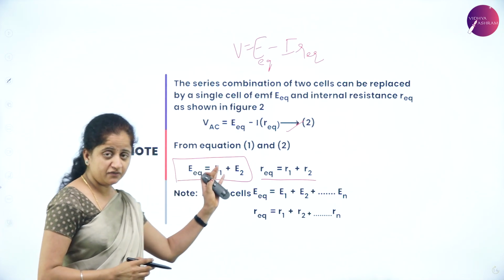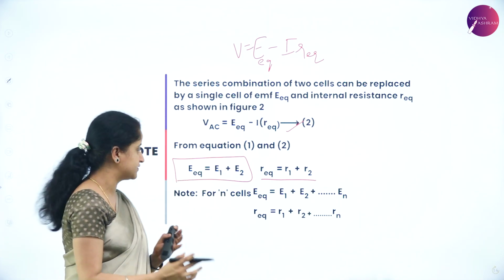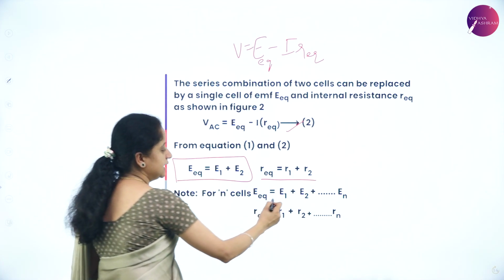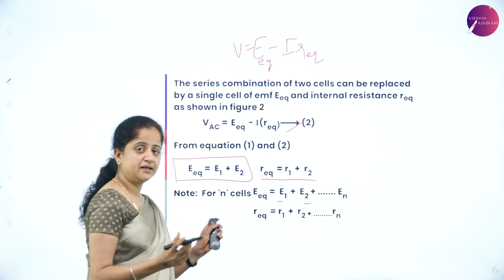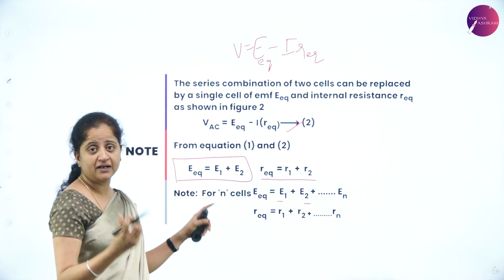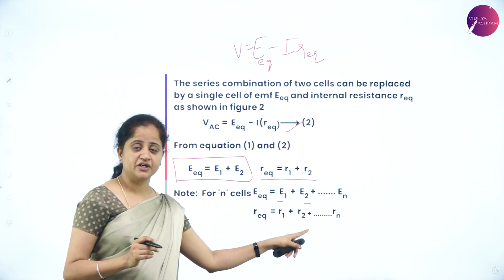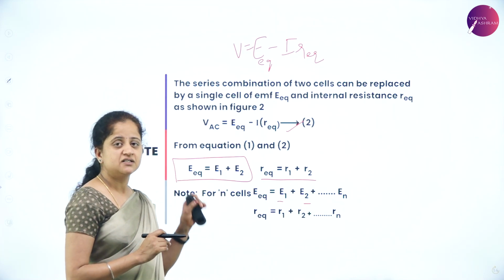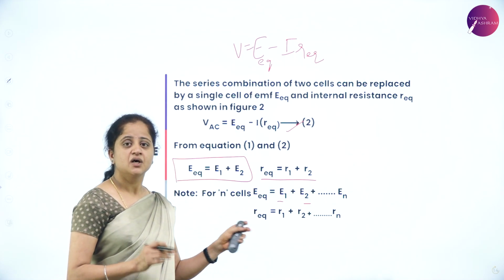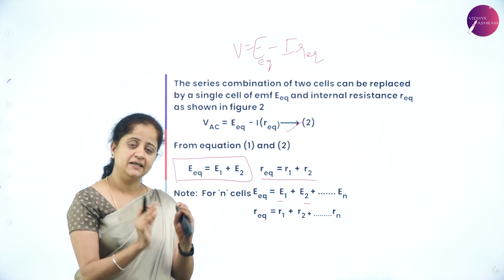So for n number of cells, if we combine n number of cells, then equivalent EMF, or E equivalent, will be E1 plus E2 plus and so on up to n number of cells, that is En. And similarly, the internal resistance equivalent, R equivalent, is equal to R1 plus R2 plus and so on up to Rn. So this is the expression for EMF and internal resistance when the cells are combined in series.